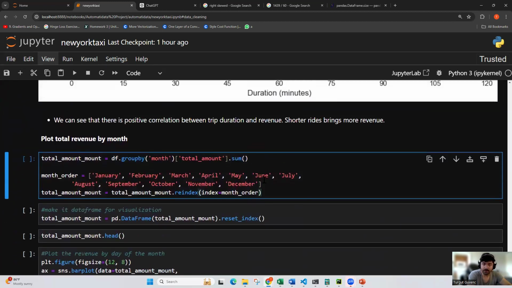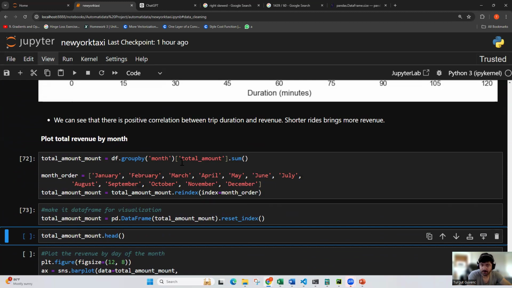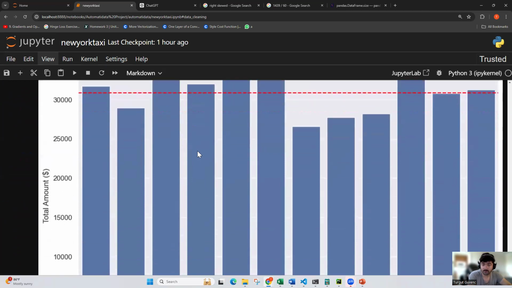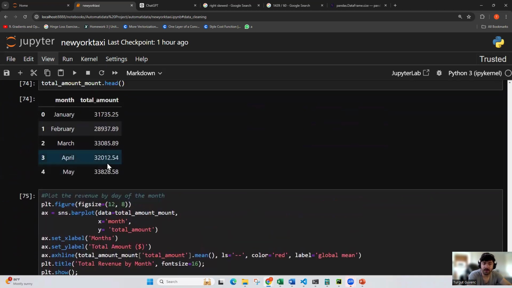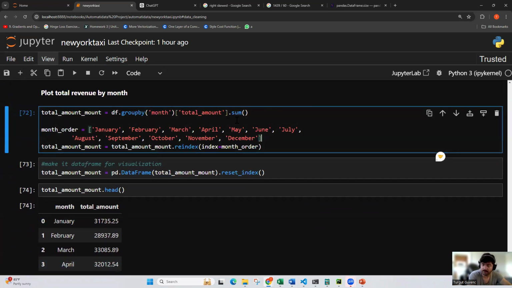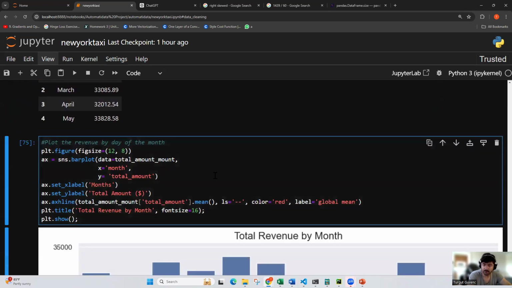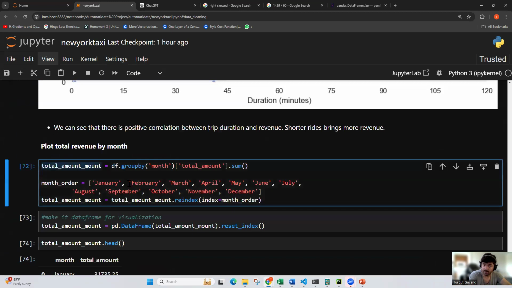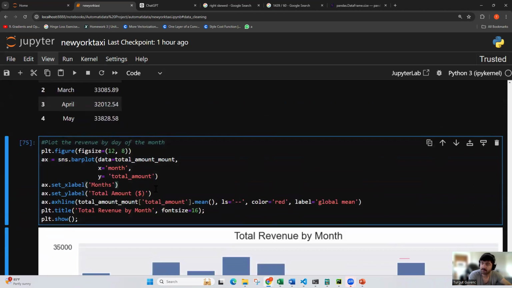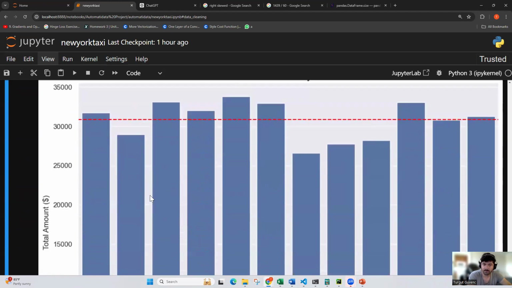And also plot total revenue by month. What we did was group by month and sum the revenue, so there's no need to explain, guys. We are getting the month, summing up the total amount, and then visualizing this data. Using this data set, get the month on the x-axis, get the total amount on the y-axis, and give me a bar plot. The rest is giving the names of the labels.